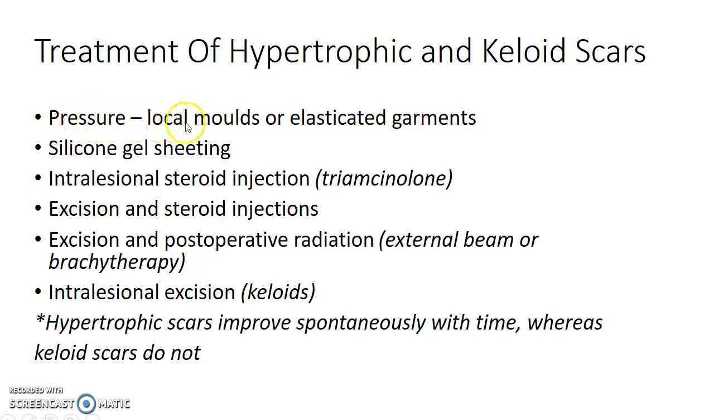Pressure in the form of local molds or elasticated garments can be given for hypertrophic and keloid scars. Silicone gel sheeting, intralesional steroid injection, that is triamcinolone, is injected into the lesion. Excision and steroid injections, excision and post-operative radiation with external beam or brachytherapy are the various modes of treatment for hypertrophic and keloid scars. Intralesional excision can also be done in a case of keloid scar.